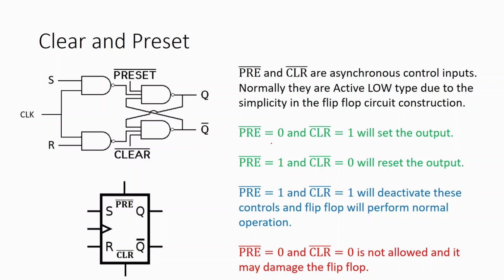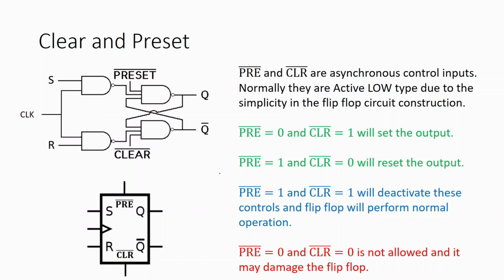Preset, since these are active low, you have to activate the preset by making this signal low, and hence it will set the output. You are giving the preset as low, but it is making the output high. It is setting the output. You are making the clear signal 0, and it is resetting the output. It is making the output 0. When preset and clear both are 1, then you are deactivating the preset and clear signal. Basically, you are deactivating these controls, and the flip flop will perform its normal operation. So when this is 1 and this is 1, then the rest of the circuitry remains like a flip flop, normal flip flop operation, and hence these are not affecting the output in any way. So it is deactivating the preset and clear, and normal flip flop operation will continue.